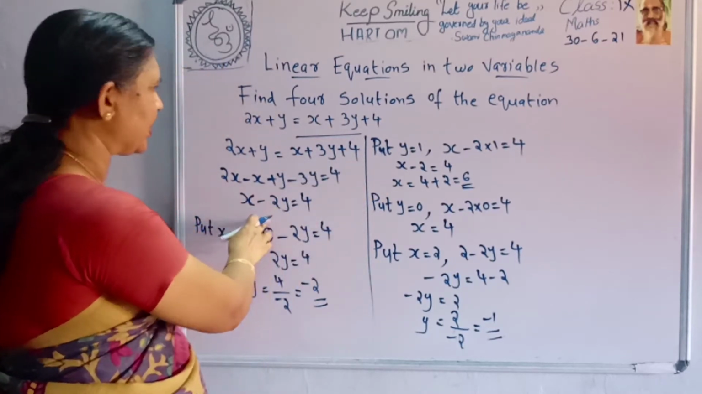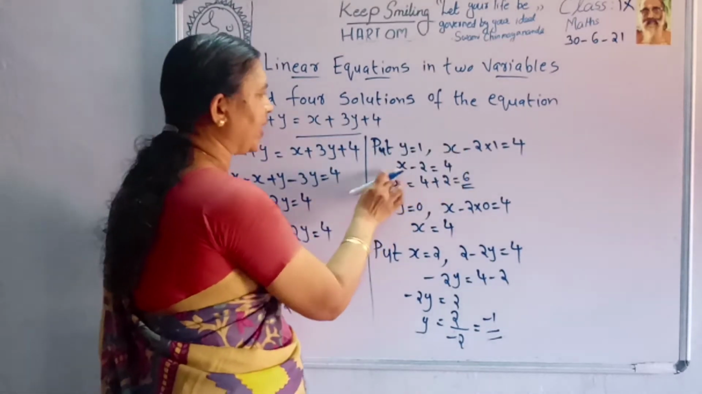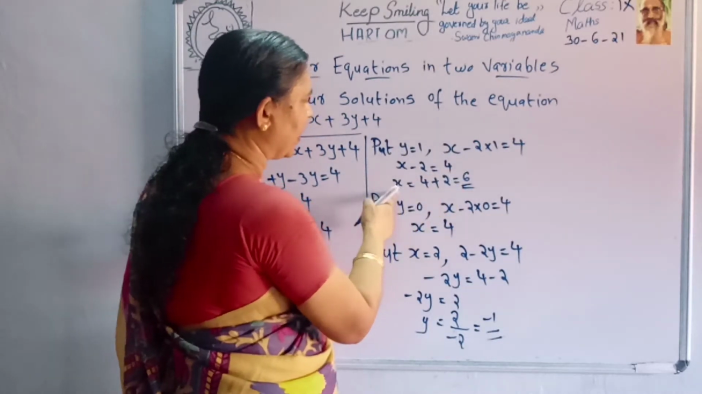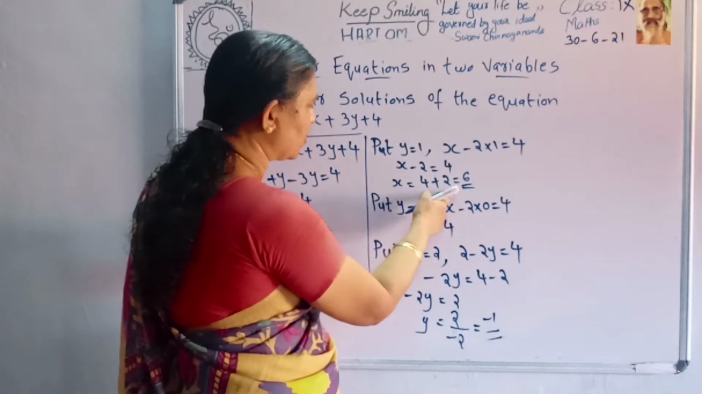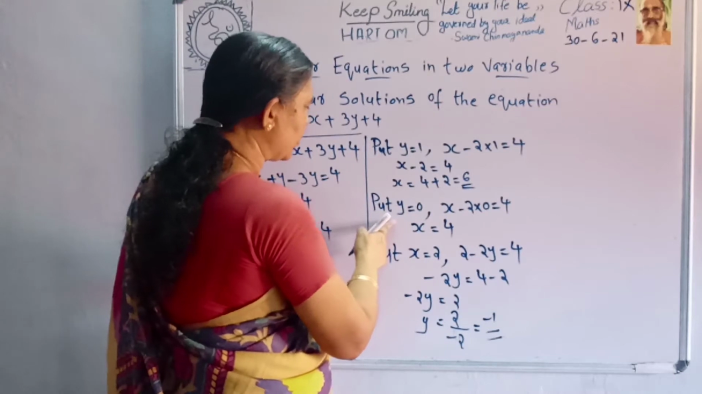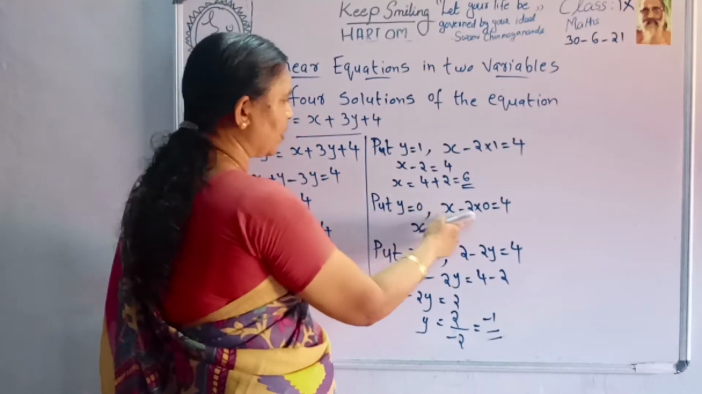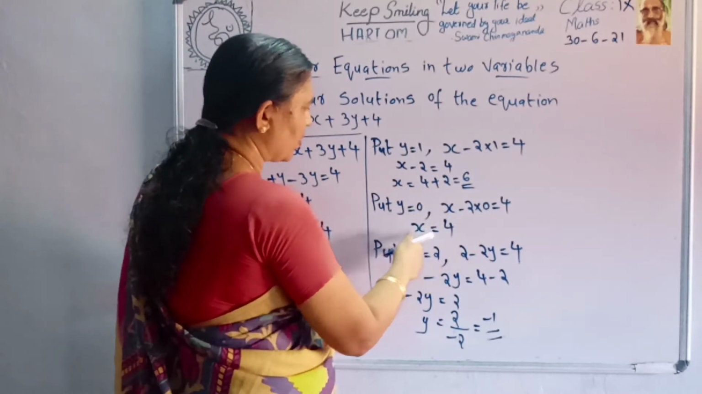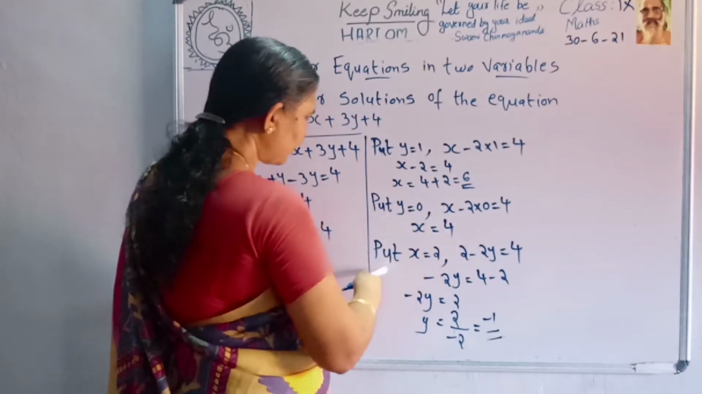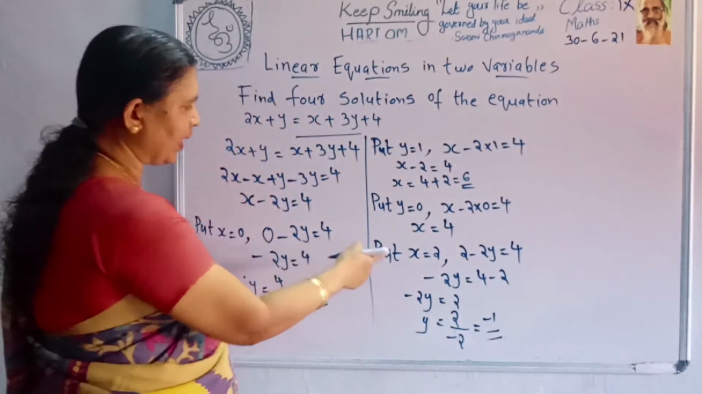Then we put y is equal to 1. Then x minus 2 into 1 is equal to 4. That is x minus 2 is equal to 4. Then what is x? x is equal to 4 plus 2, 6. Then we put y is equal to 0. Then x minus 2 into 0 is equal to 4. x is equal to 4.